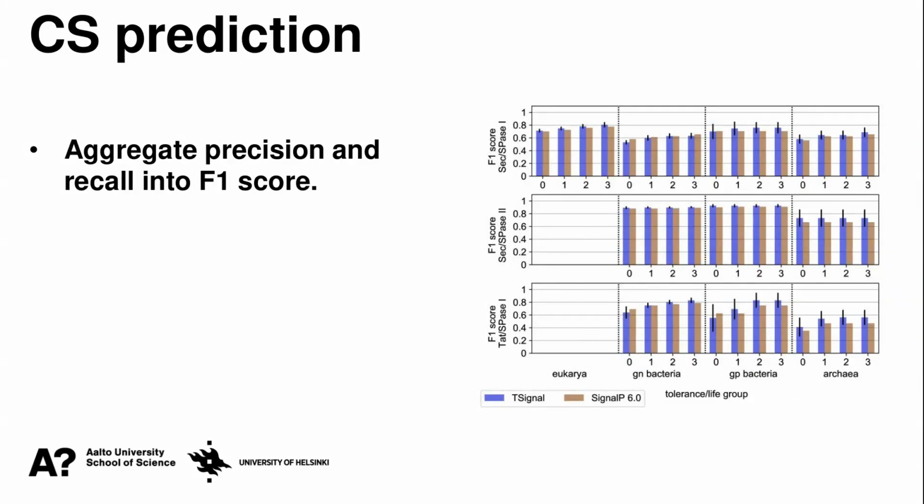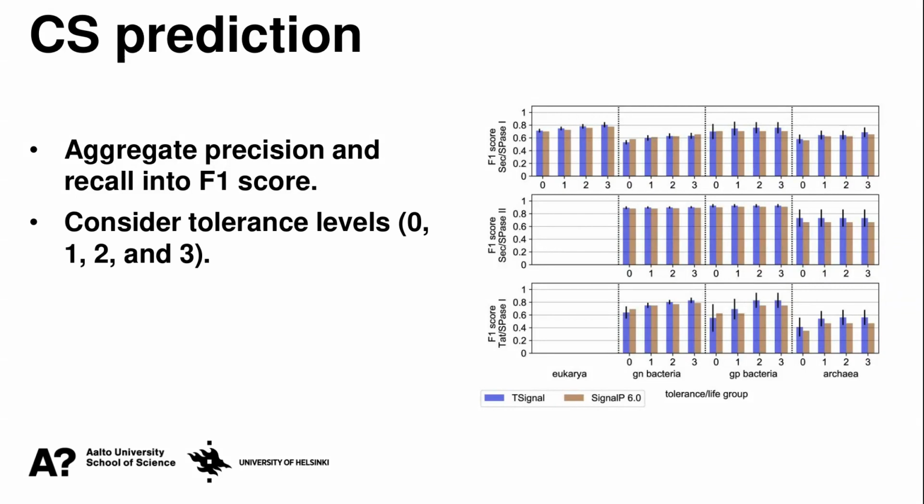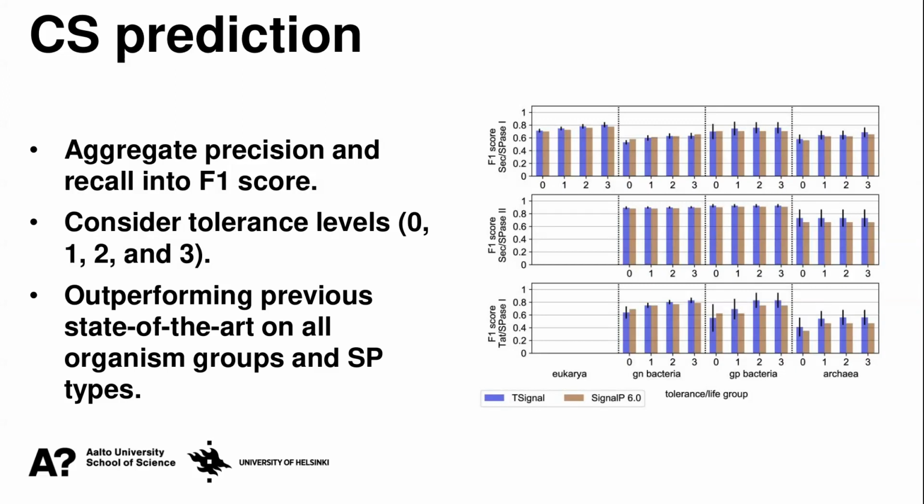Moving on to the cleavage site prediction task. For it, we consider the F1 score, aggregating the precision and recall measures, such that comparison between methods can be done more easily. We consider 4 tolerance levels, where a cleavage site is considered correct if it's predicted within various thresholds T from the annotation. The main reason for this is that CS annotations can be slightly erroneous. We outperform the previous state-of-the-art SignalP 6 across most signal peptide types and organism groups, and almost all tolerance levels. Note that the CS F1 scores are negatively influenced by predicting an incorrect signal peptide type, and we therefore did not include other models here, as they do not predict all signal peptide types considered in this work.